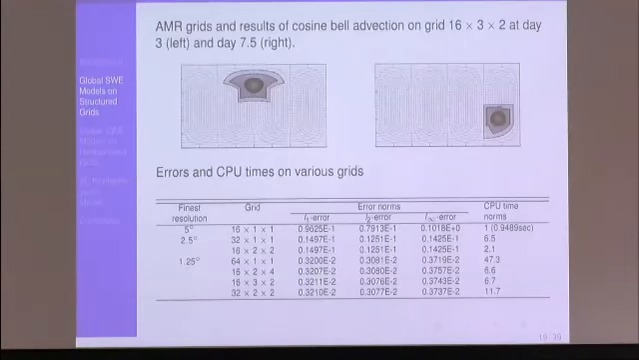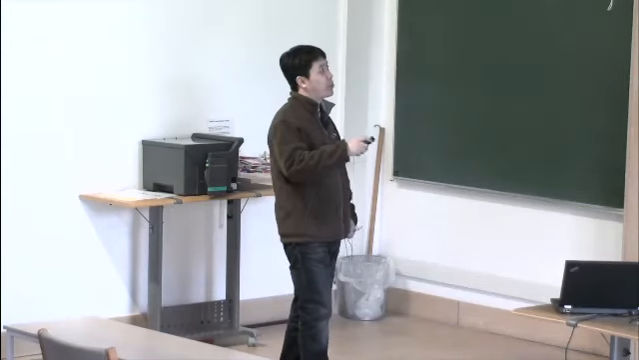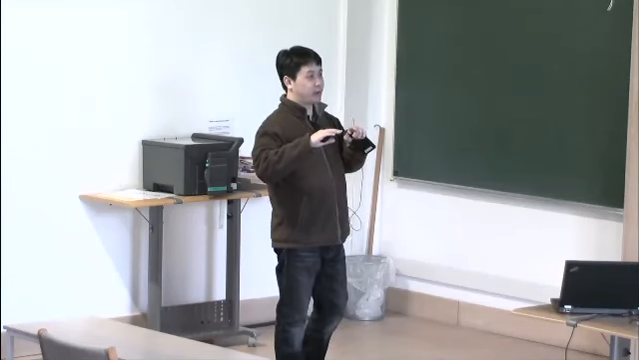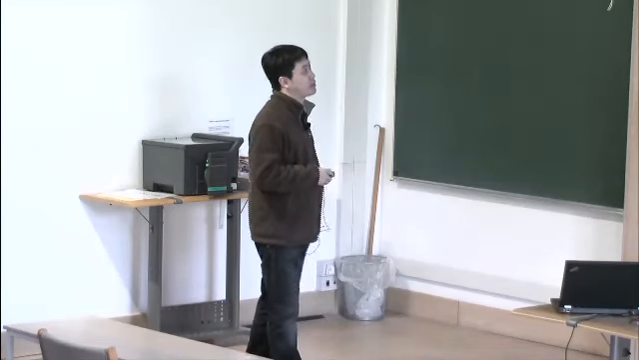So I just want to show you some results. First, the advection result for the cosine bell advection. For this test, except for this area, the transport field is 0. So if we just refine this area, the errors should be reduced, the same as when we refine the global computational grids.